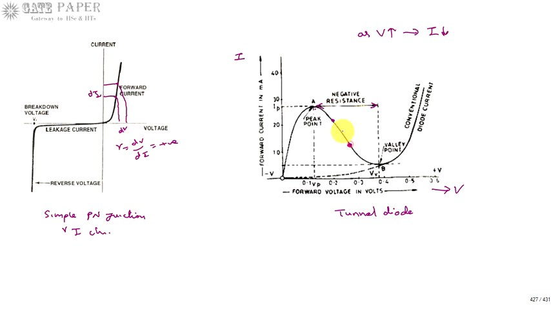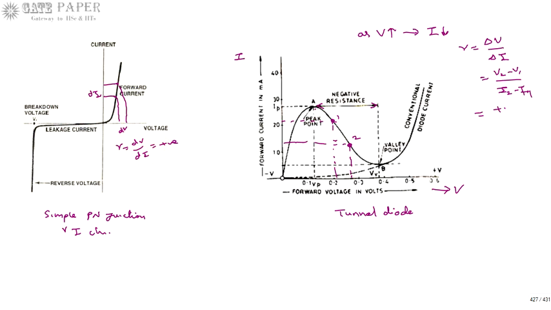If you take any 2 points on this portion, say this is point 1, project this on the x-axis and y-axis, and this is 1 and 2. Then calculate differential resistance delta V divided by delta I, that is V2 minus V1 by I2 minus I1.